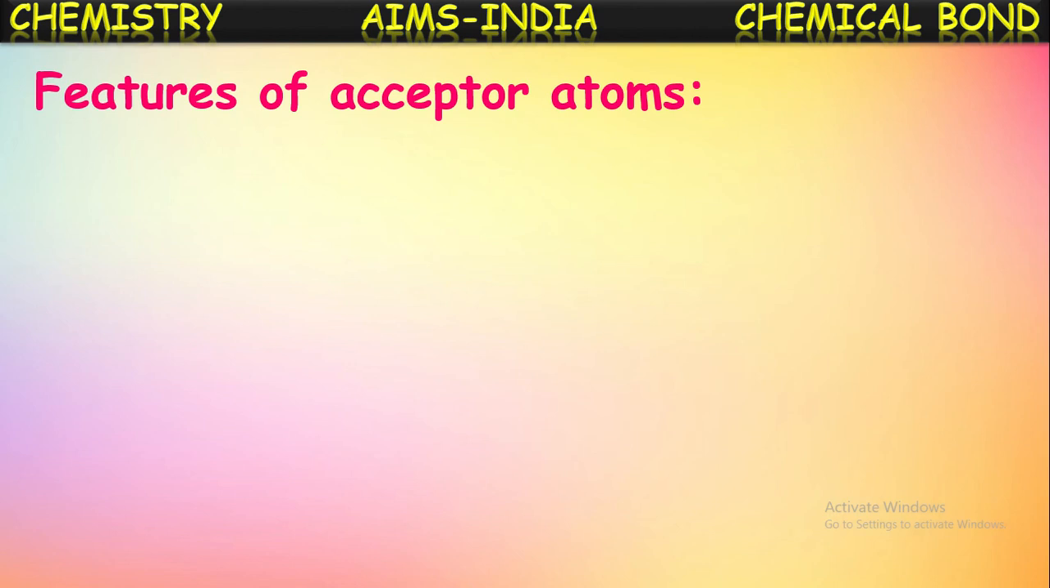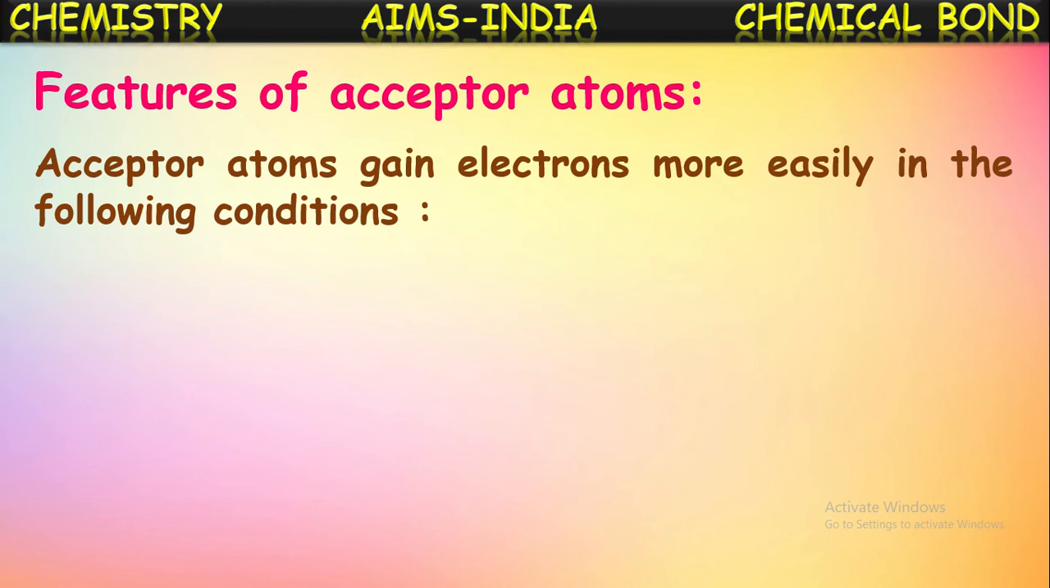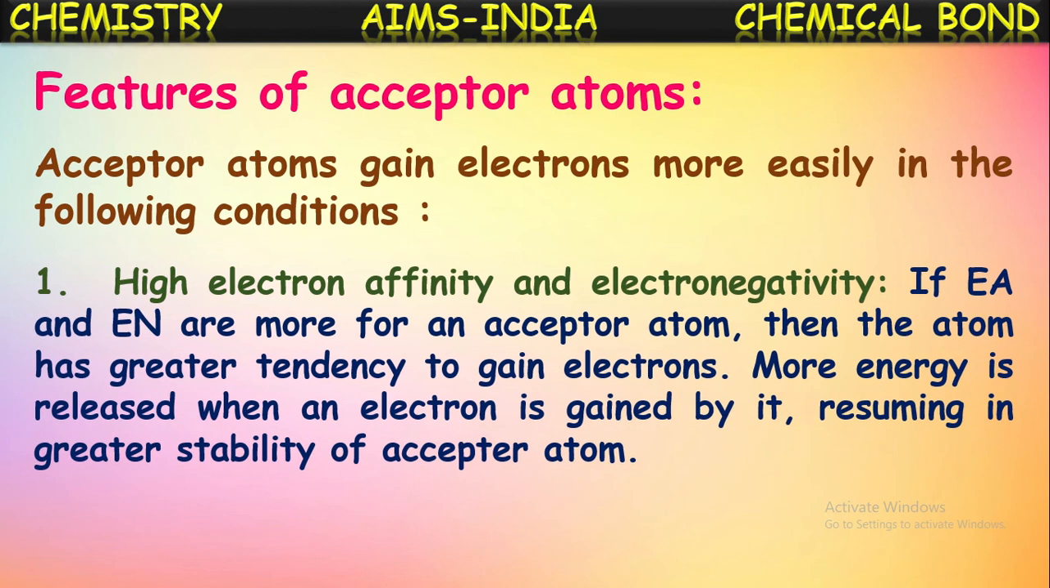Next, let us see the features of acceptor atoms. Acceptor means the atoms which are accepting electrons from the donors in the formation of ionic bond. So, how should the acceptor atom be to form a strong ionic bond? Let us see here. First among them, acceptor atoms gain electrons more easily if they have the following conditions. Let us see the first condition here: high electron affinity and electronegativity.